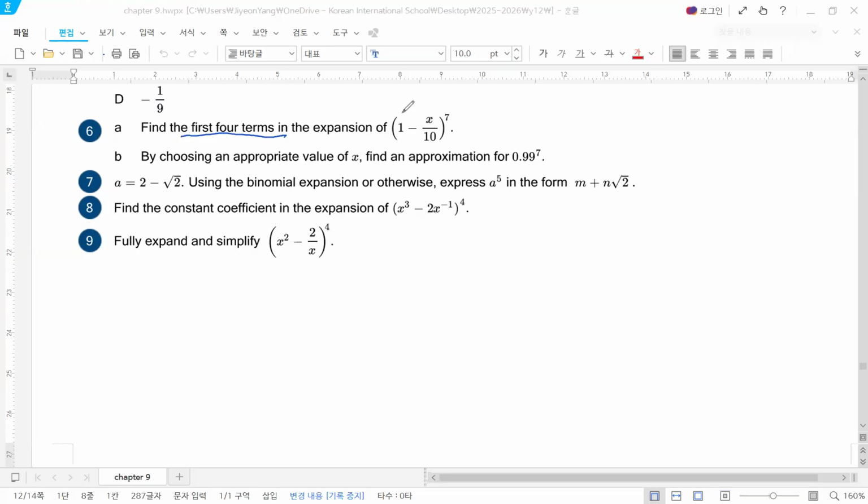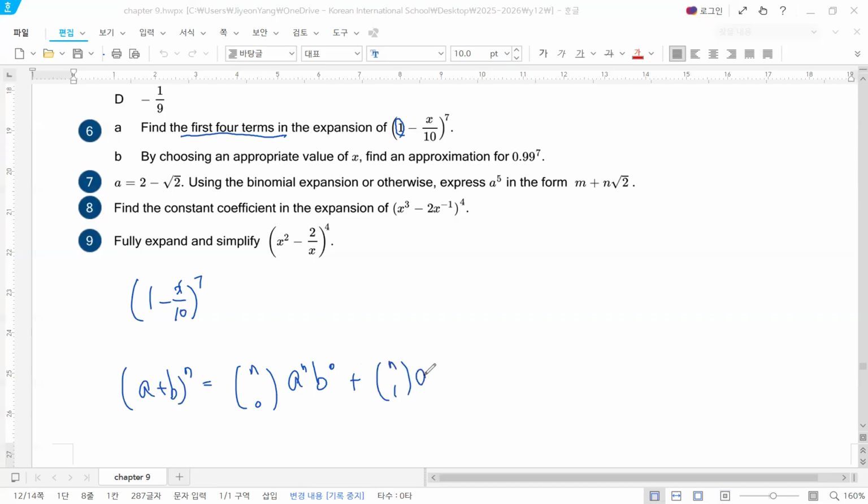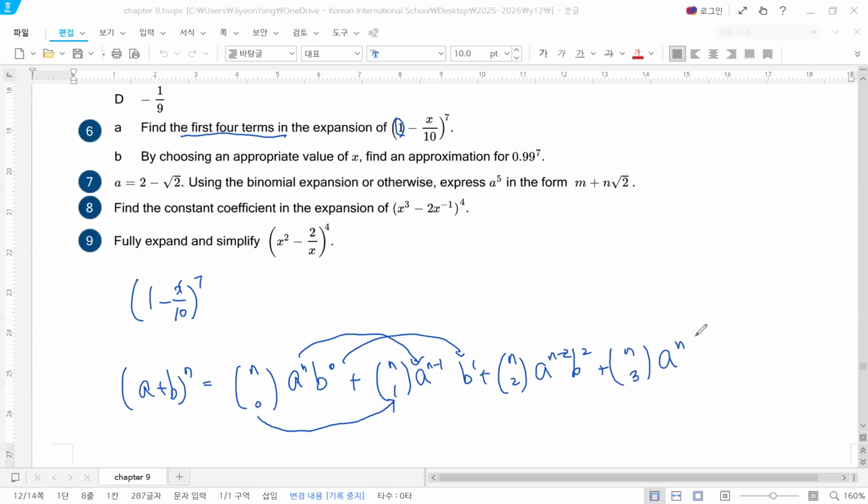When they ask you to find four terms, normally it's in ascending order in the expansion of 1 minus x over 10 to the power of 7. So (a plus b) to the power of n equals nC0 a to the power of n, b to the power of 0, plus nC1 a to the power of n minus 1, b. Please observe the power of b is ascending while the power of a is descending. Then nC2 a to the power of n minus 2 and b squared, nC3 a to the power of n minus 3 and b cubed, plus dot dot dot in this way.